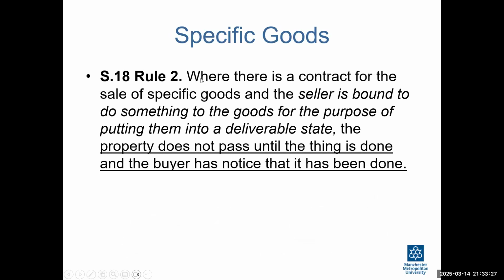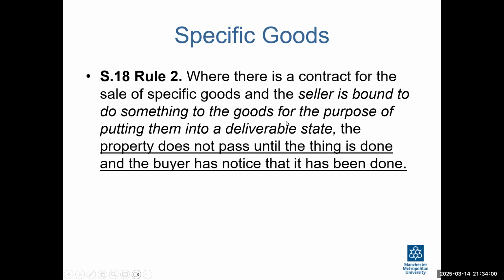And also rule 2 says when the goods are not in a deliverable state, that's what it's saying here. When the sale is of specific goods, but the seller is bound to do something to the goods for the purpose of putting them in a deliverable state, property will not pass until that thing has been done and the buyer has notice. So this is a two-pronged test. If it's not in a deliverable state, first it has to be put in that state, and the buyer must have notice that this thing has been done.